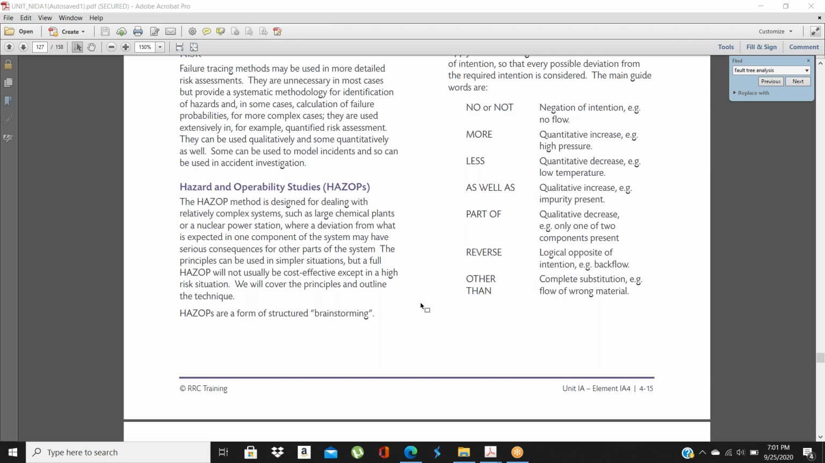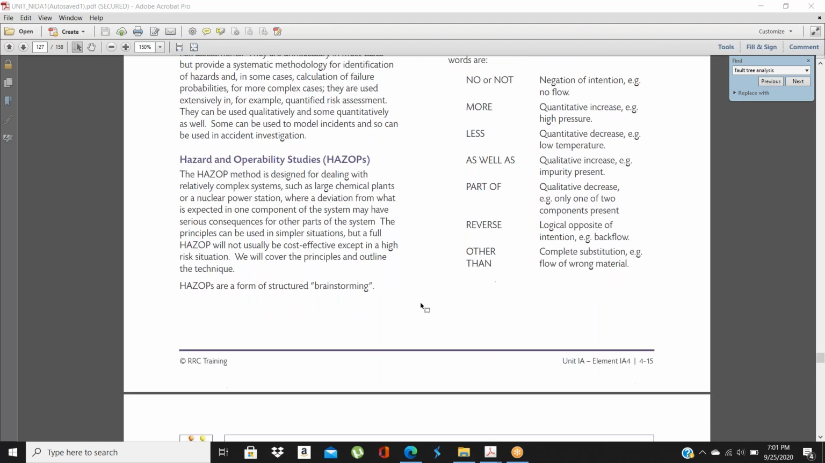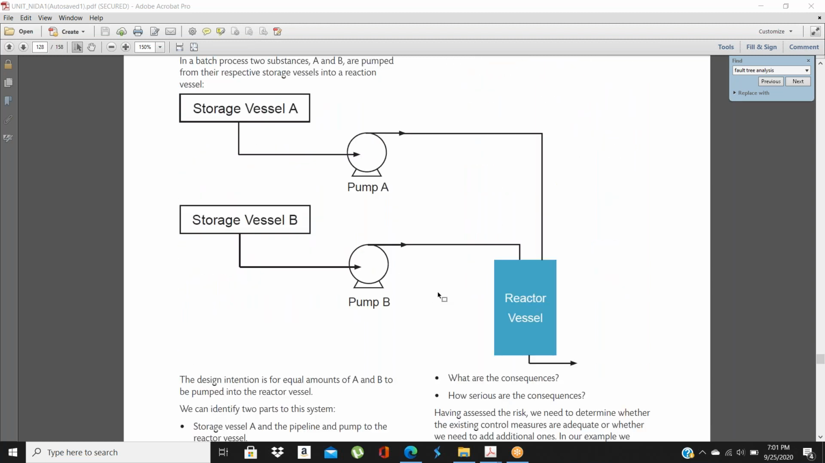Okay, now here is the simple system which we will study for our HAZOP study. Okay, is it clear to all of you? This system is the reactor vessel only, and two flow rates, two pumps are involved, which are filling this reactor tank. This is a very basic and simple system.